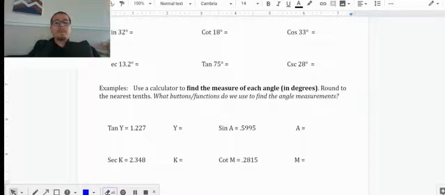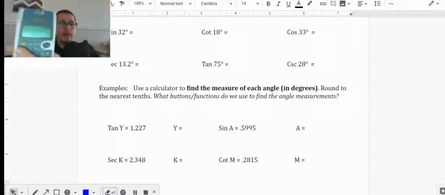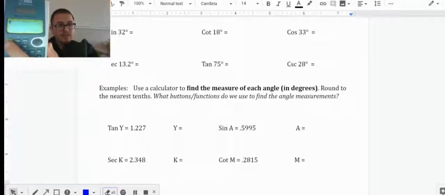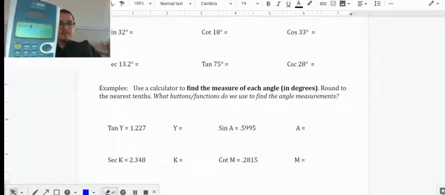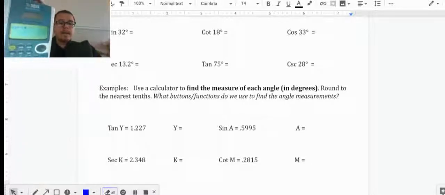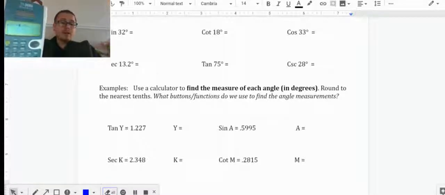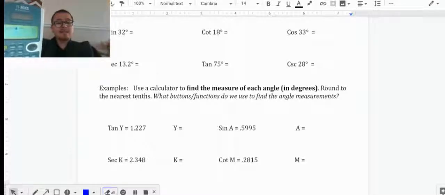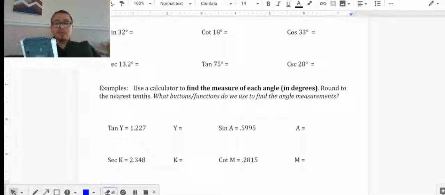So we'll type in 1.2 for tangent. For sine, we got 0.5995. Oh, I cannot type today. Okay, hit enter. So the angle measure, theta in this case, would be 36.834. That's what you would write for A, 36.834 degrees, where these are angle measures. Tangent works the same way.